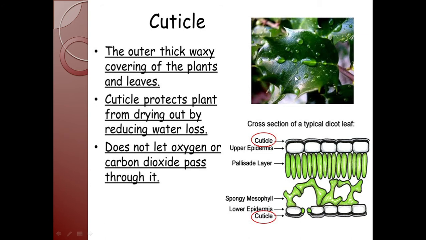Here you can see the cuticle on the plant. Cuticle, it is the outer thick and waxy covering of the plants and leaves. Here you can see the cross section of a typical dicot leaf. Here is a cuticle.